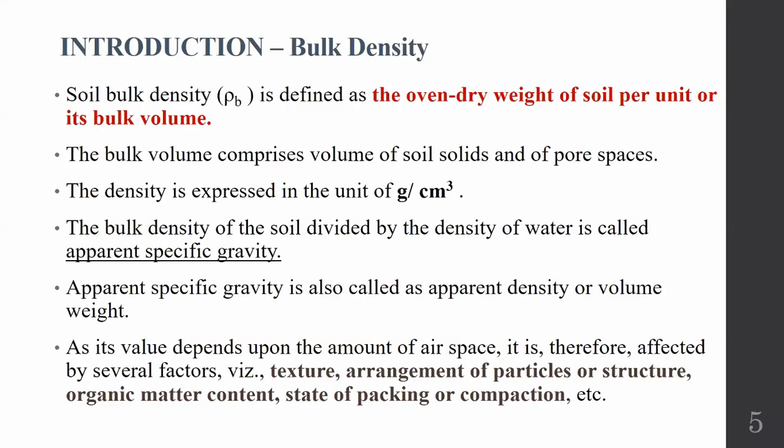What is the meaning of apparent specific gravity? The bulk density of soil divided by the density of water. Yeah, after finding the bulk density of the soil, we know the density of water. If we divide the bulk density by the density of water, that is called the apparent specific gravity. What are the other names we can use for apparent specific gravity? Apparent density or volume weight. Yeah. Then what are the factors affecting bulk density?